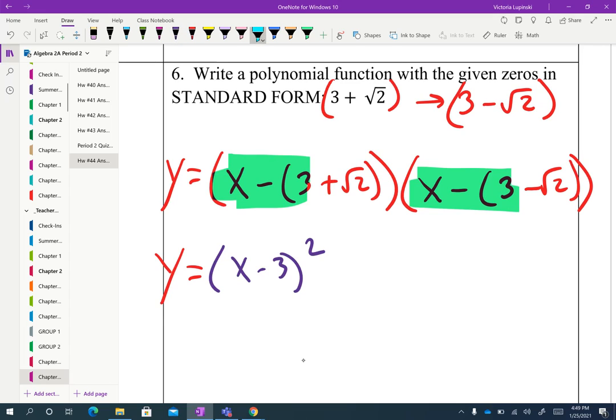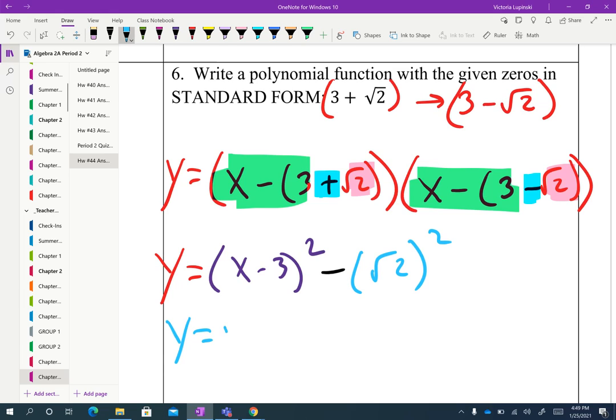Then you have this positive and this negative. You're going to rewrite that as a negative. And then whatever is in the back, you're going to write that as a quantity squared. That is a trick that will work 100% of the time if you're trying to take two irrational roots and turn it into a quadratic. So now all you have to do is the work.